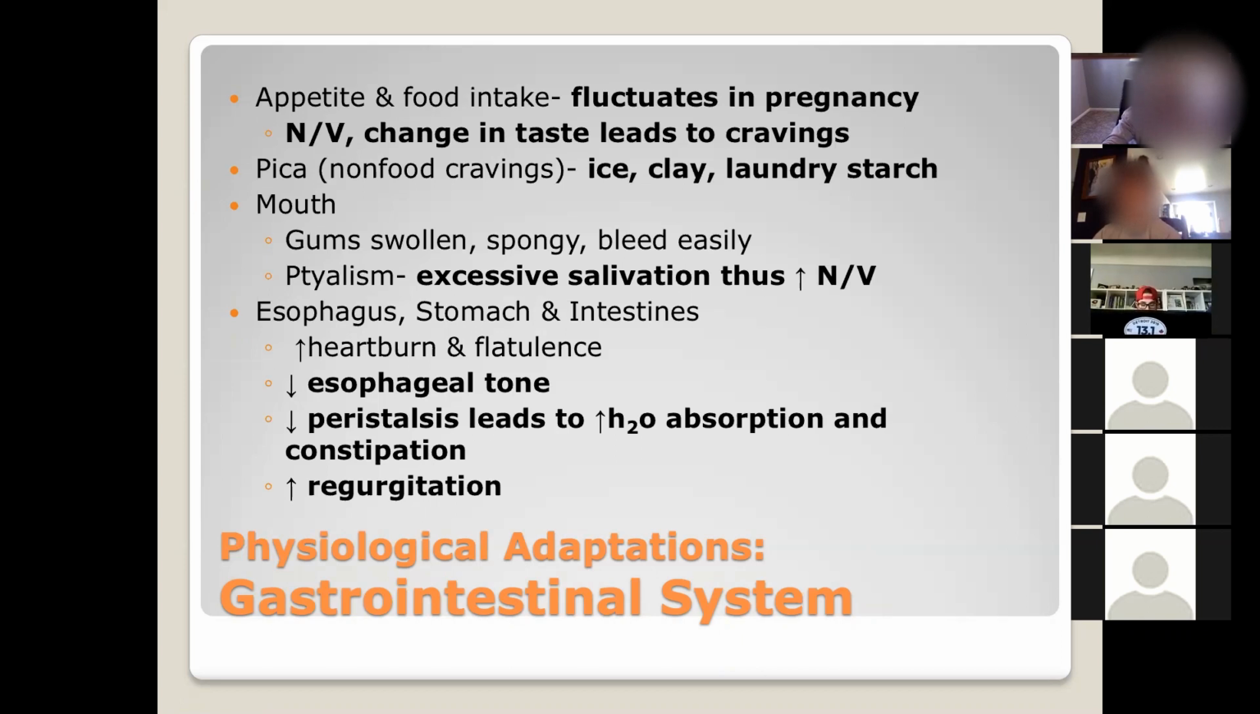Esophageal tone decreases. Peristalsis decreases, so that movement of the bowels decreases. And then we give these women prenatal vitamins, iron, things like that. So these women can get very constipated very quickly and very easily. So we really want to make sure we try and counteract that, make sure they're well hydrated, eating properly, maybe giving them stool softeners and things like that.